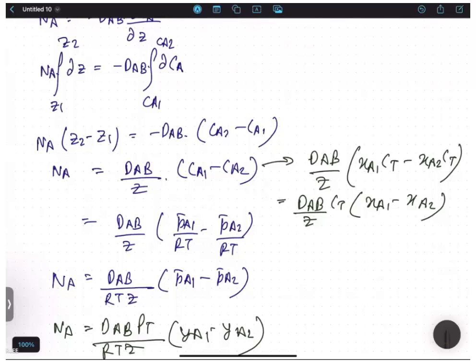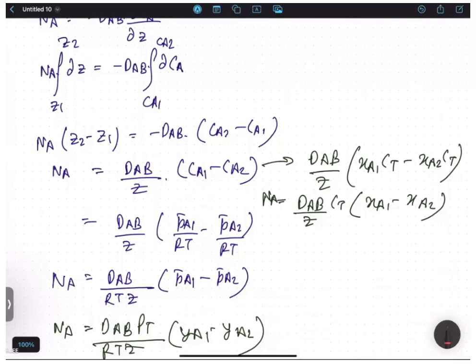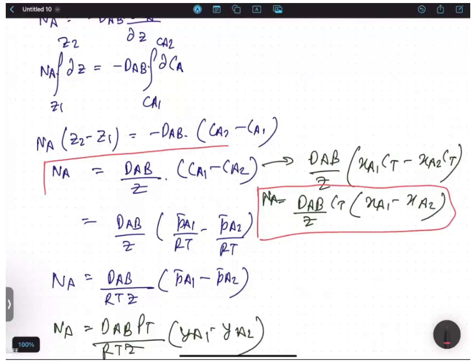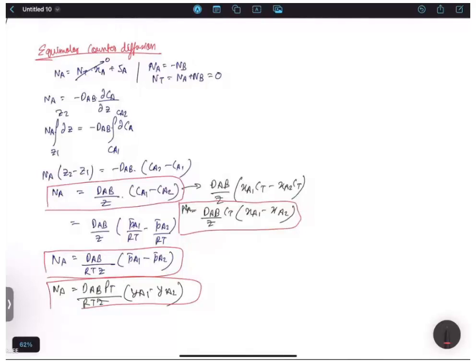So all the Na formulas you have derived. This is in terms of mole fraction in liquid phase. This is in terms of concentration difference. This is in terms of partial pressure difference, and this is in terms of mole fraction for gaseous phase. So again, four formulas you have got, for the case of equimolar counter diffusion.